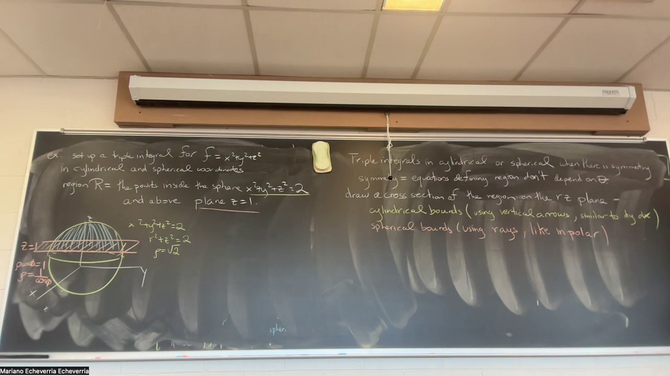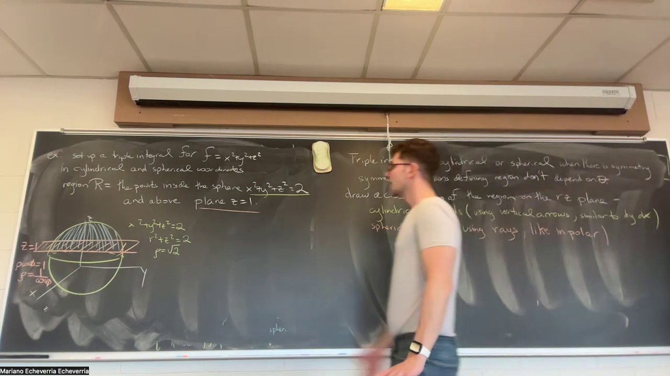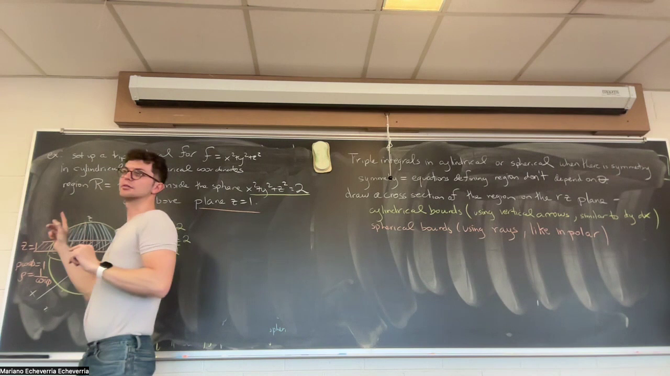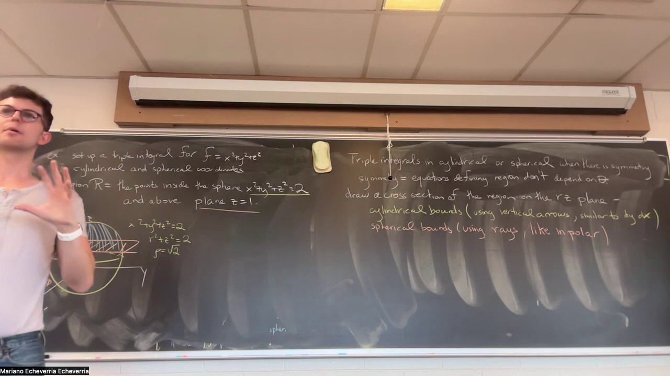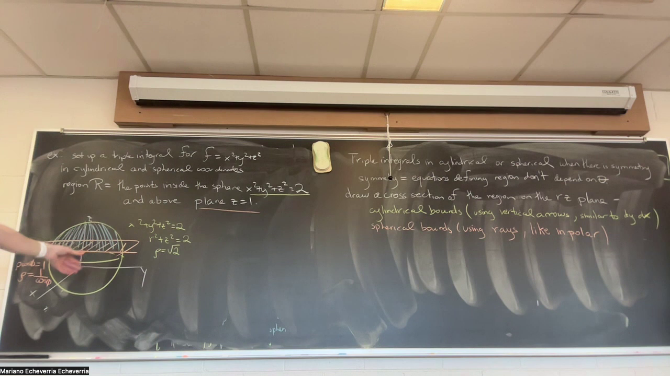But the point is that since there's no theta in any of the equations, this region has symmetry with respect to the z-axis. So one way to think about it is that if you start rotating the entire picture about the z-axis, it looks the same, which hopefully is plausible in this region. Just imagine grabbing the sphere and the plane and rotating all the stuff about the z-axis and you wouldn't notice any difference.